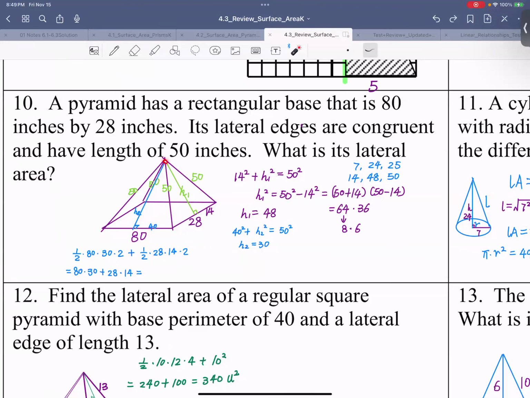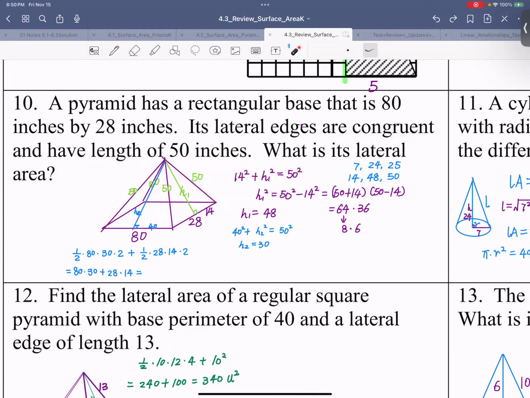The slant height. This is not a square. If this were a square, then these two slant heights would be the same. Because it's not a square, these two will be different. All these four lines are 50. They are congruent and have a length of 50. So all of these are 50.